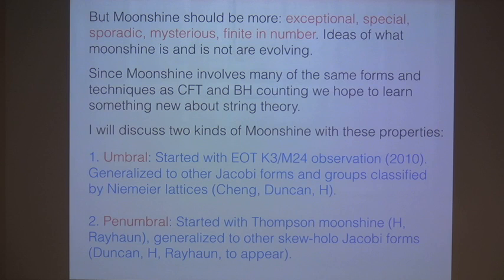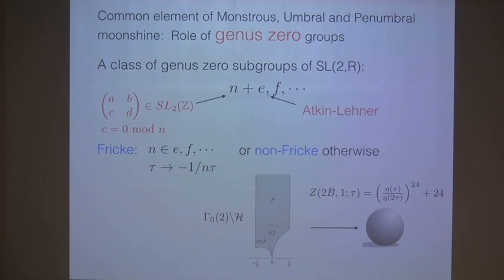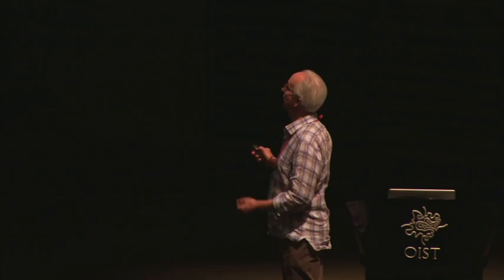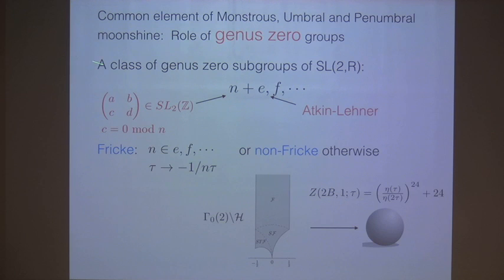So one common element in both of these kinds of moonshine and in monstrous moonshine, which provides a rigidity which makes the number of examples finite in number, is the idea of a genus zero surface and a genus zero subgroup of SL2R. So we're all familiar with the modular group SL2Z. If this integer c is equal to 0 mod n, this defines a subgroup called gamma naught n. And you can form a larger group, which is not in the modular group, but it is in SL2R, by adjoining what are called Atkin-Lehner involutions. And there's one of these for every exact divisor of n.